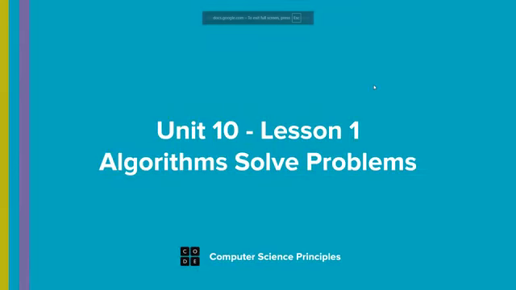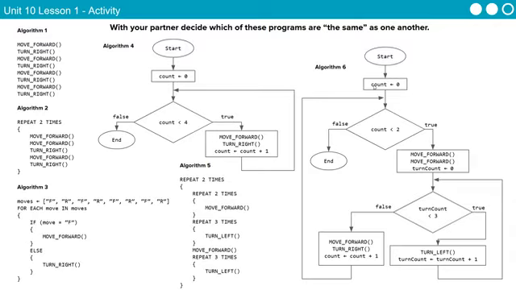All right, so lesson 1 is about algorithms. We've talked about algorithms a bit. An algorithm is a finite set of instructions that are followed to solve a problem. So specifically in this class, we define an algorithm as something that has sequencing, selection, and iteration.